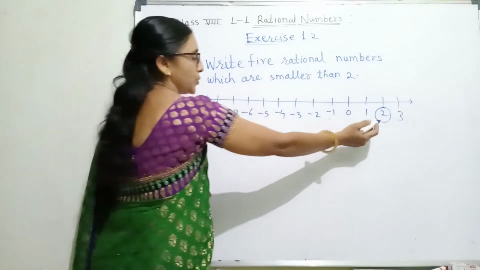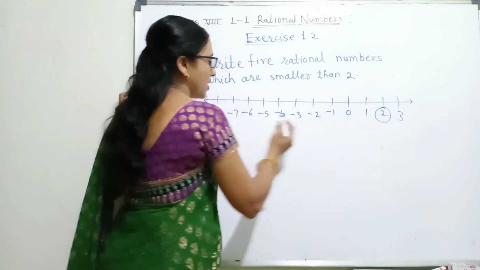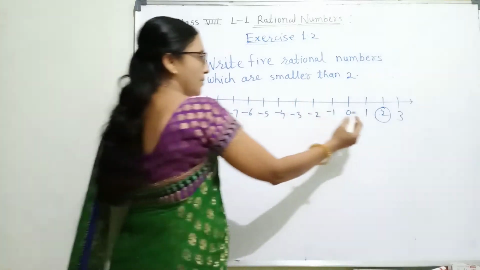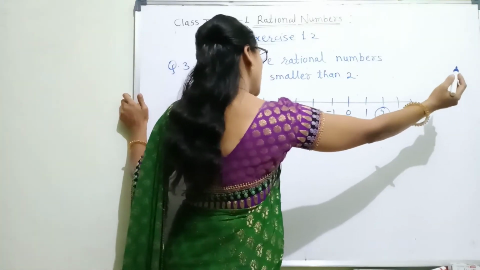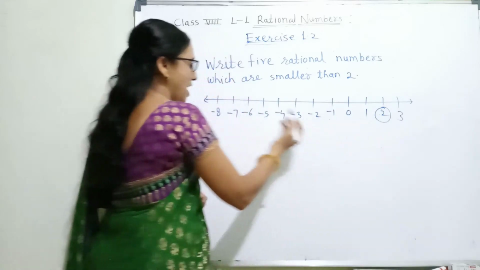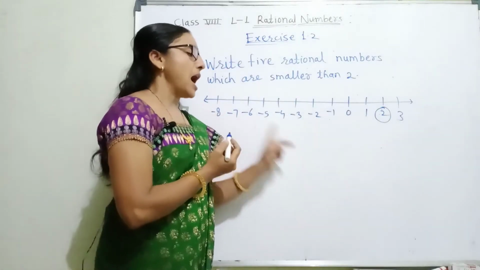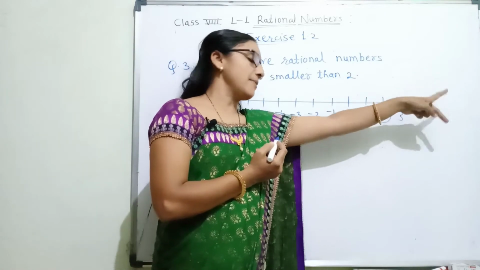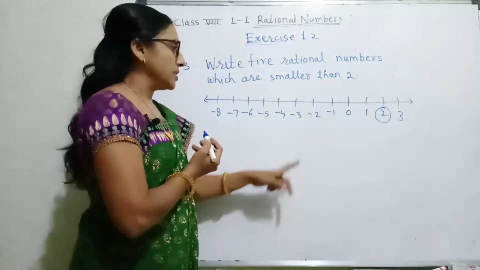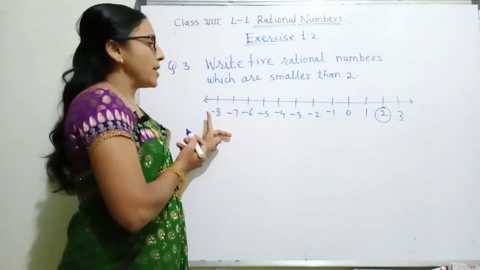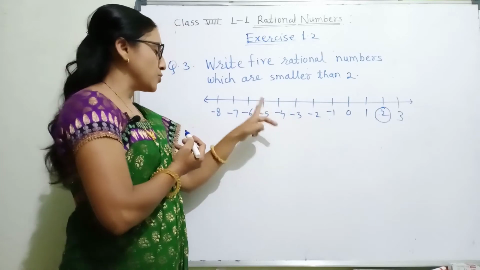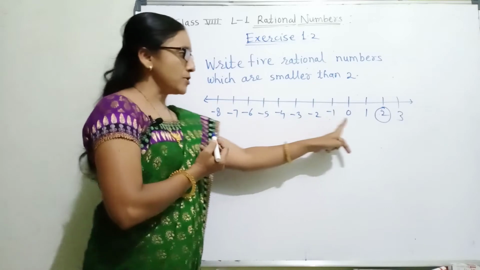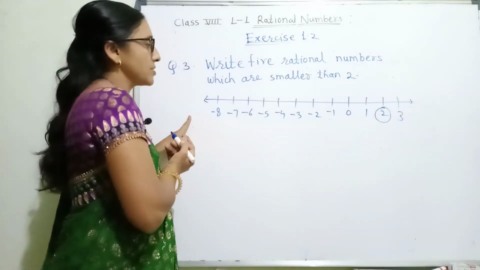On the number line, 2 is here. All the numbers to the left of 2 are smaller than 2, and all the numbers to the right of 2 are greater than 2. There are infinite numbers to the left of 2, and infinite numbers to the right of 2: 3, 4, 5, 6, 7, 8, infinite numbers. And smaller numbers are also infinite: 1, 0, minus 1, minus 2, minus 3, minus 4, minus 8, infinite numbers. So you can write any 5 numbers out of these numbers.